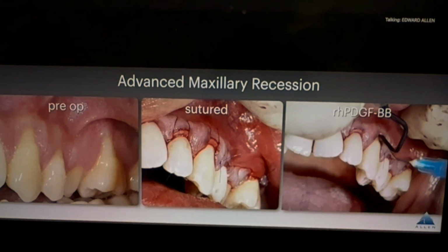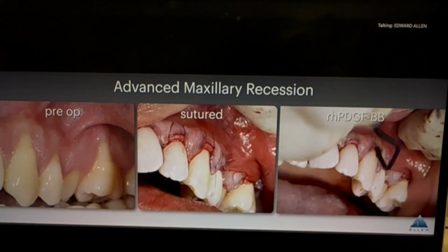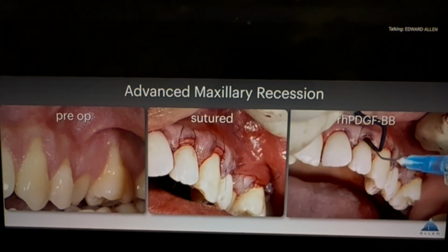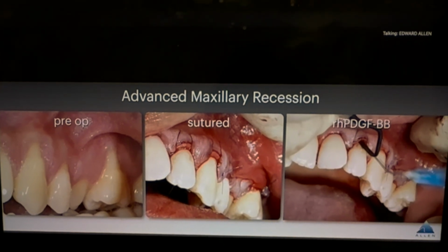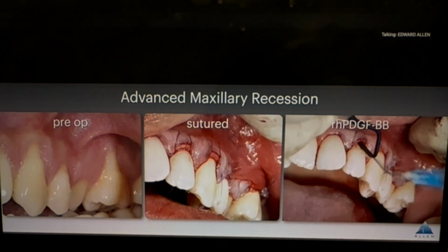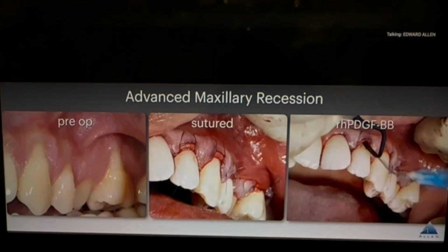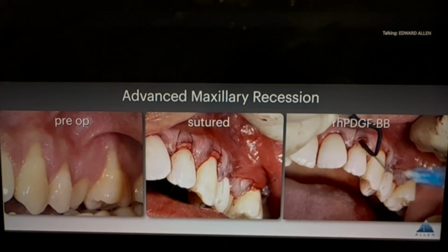So I use the end-cutting intracellular knife to tip that tissue back and act as a slide to add a drop or two of the PDGF-BB into the sulcus. I found this to be remarkably effective. I only have been using this about 3 years. Prior to this, I used PRP. I don't use that anymore.